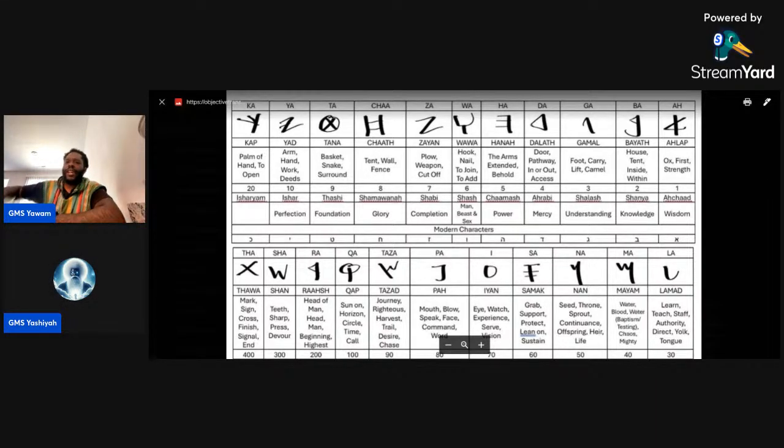All right. And on the seventh day, so you got A, Ba, Ga, Da, Ha, Wa, Za. All right, Zayan means to plow. It also means a weapon, and it means to cut off, because with the weapon you cut things. With tools, you cut things. But seven also goes into Shabai, which is completion. So seven is a complete number.